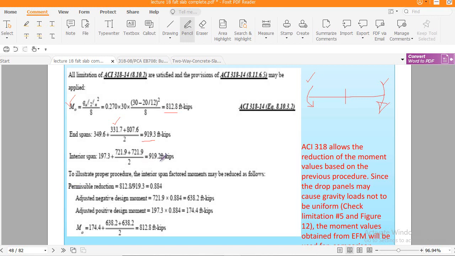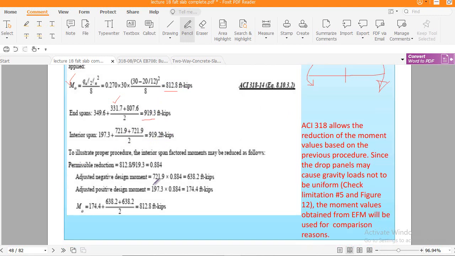In the interior span, you see again, this moment is more than this one. So we will reduce these values. We will reduce these values to this value, right? How to reduce it? It is simple. You just divide this moment by this one. This is the value or the factor. You just need to multiply this factor with this value and with this value and then take the average, right?